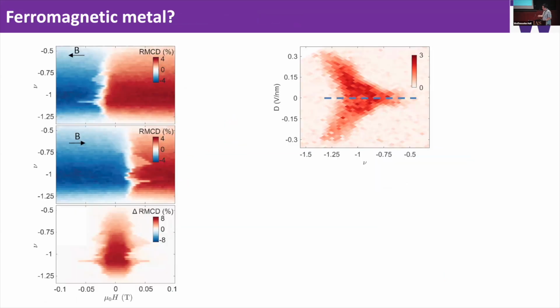We can measure this ferromagnetism as a function of filling factor and magnetic field. On the top, what I show you is the magnetic field sweep from positive to negative while continuously tuning the filling factor. And in the middle diagram, I sweep the magnetic field from low to high. The difference between the top and the middle panels gives rise to the hysteretic component of the ferromagnetism. This just shows that the ferromagnetic phase diagram extends from near half filling to about 1.2-ish for these particular samples.